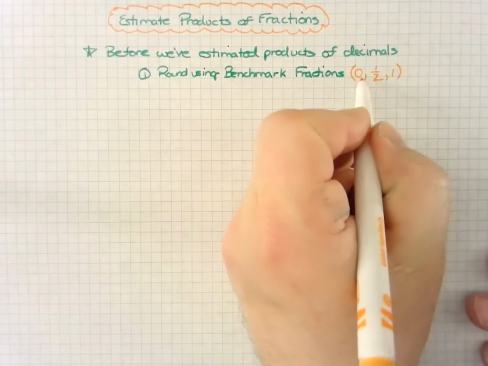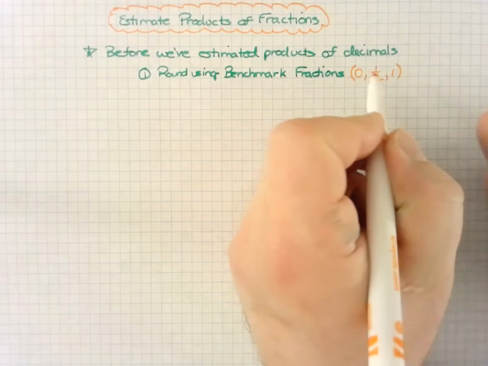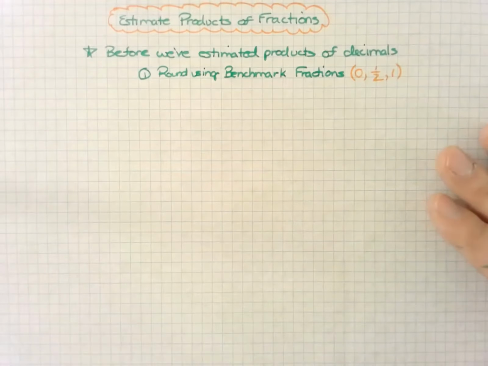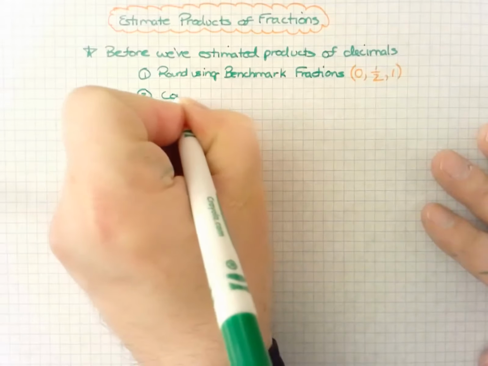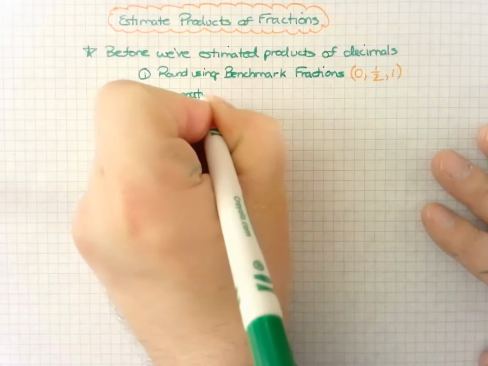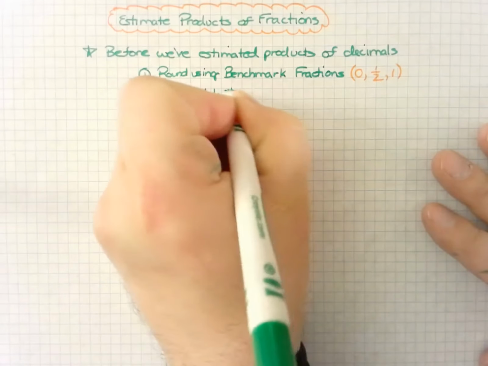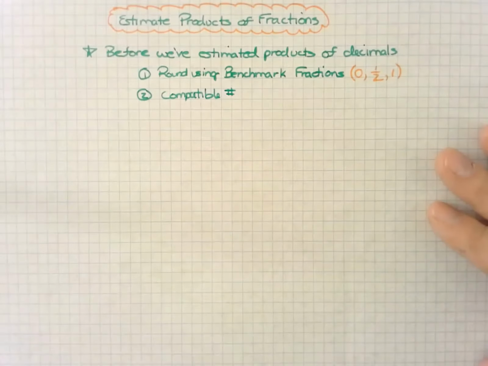If it's closer to 0, then the chances are we could probably utilize the second strategy, which is to find compatible numbers. So let's look at some examples here.